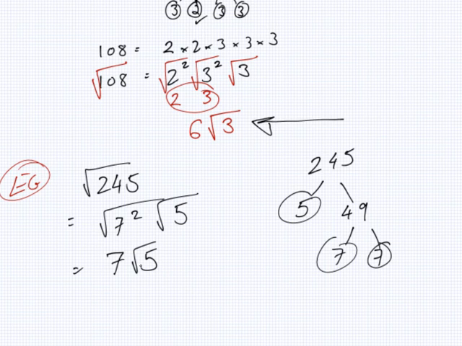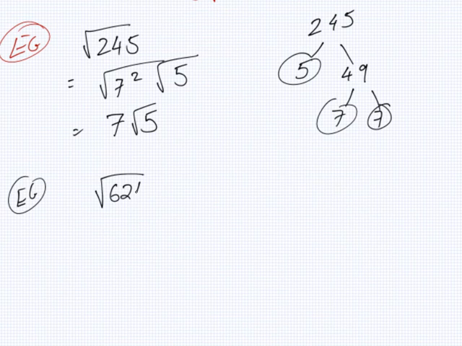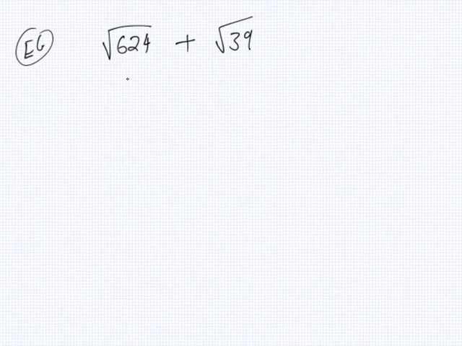Okay. Scroll down now. So let's make it a tiny bit harder: root 624 plus root 39. At the moment we can't add these together. There's no clear way to add them together. We'll have to simplify each one separately. So let's have a look at each one separately.